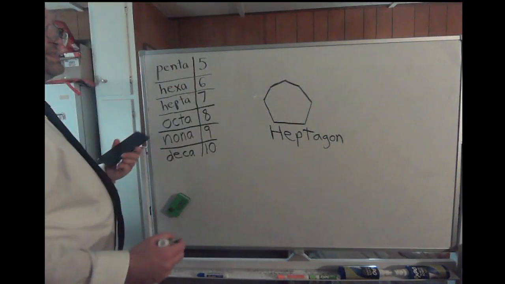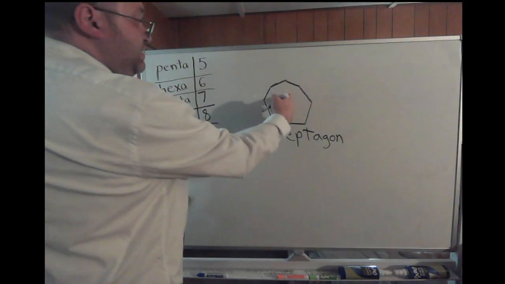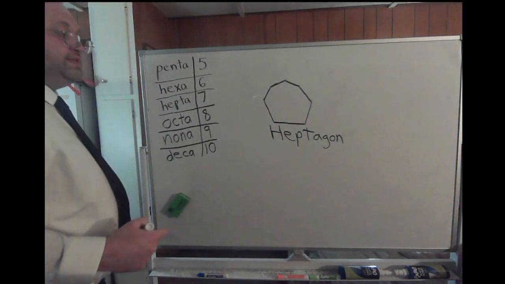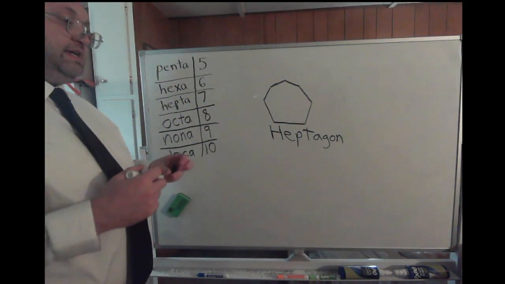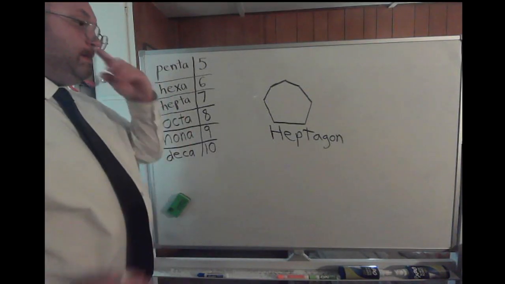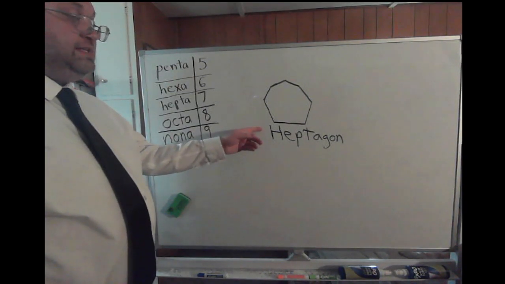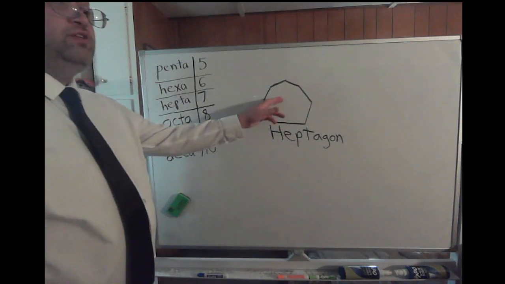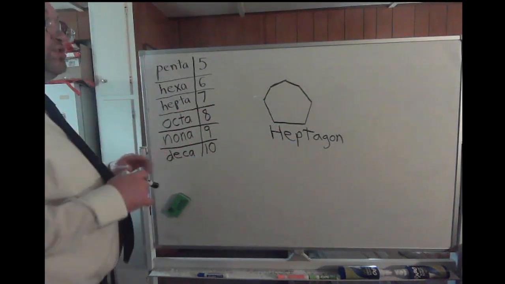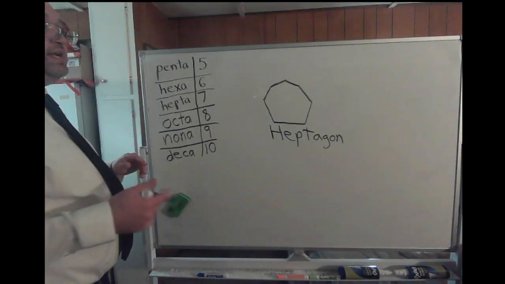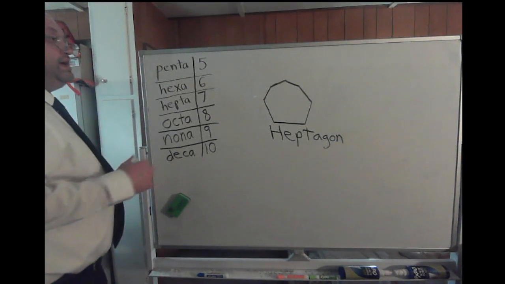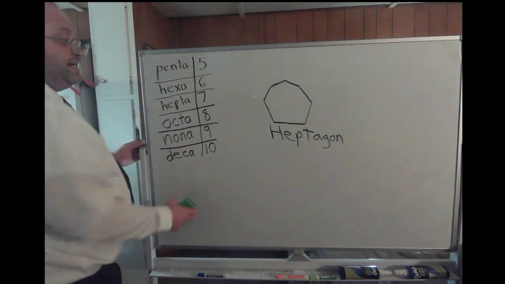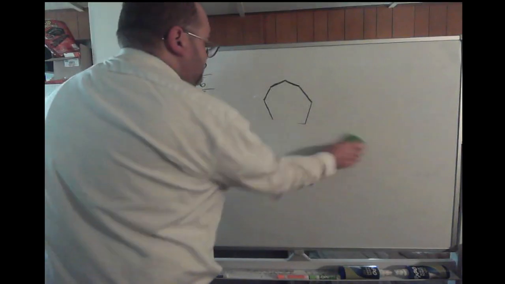In this case, it's not a regular heptagon because you can clearly tell the sides aren't congruent. This is just a heptagon, but it's not a regular heptagon because the sides are not congruent to each other. Therefore, it's also not equiangular. Heptagons, once you get past hexagons, it gets pretty hard to start drawing some of these.